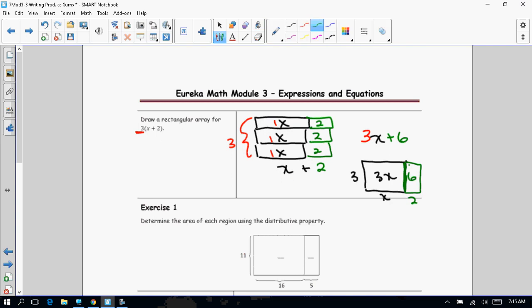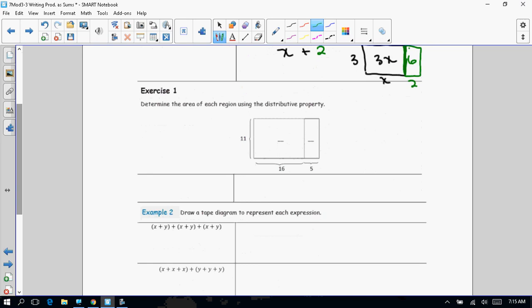Okay, so I want you guys to look at exercise 1. I want you to do this one on your own. Hit pause. Figure out what those 2 blanks have to be. Kind of like I just did a second ago up here, where I figured out what had to be inside there. I want you to do that right now. Hit pause. See if you can figure out what the answer is for those areas.